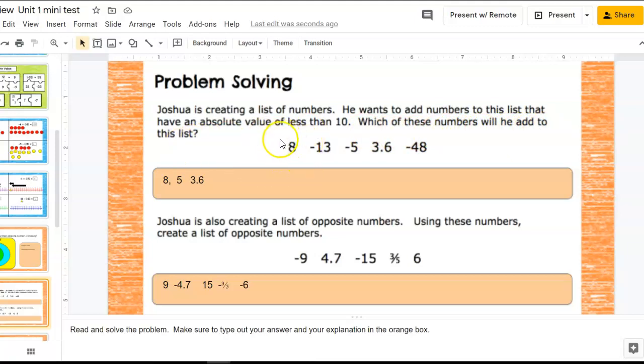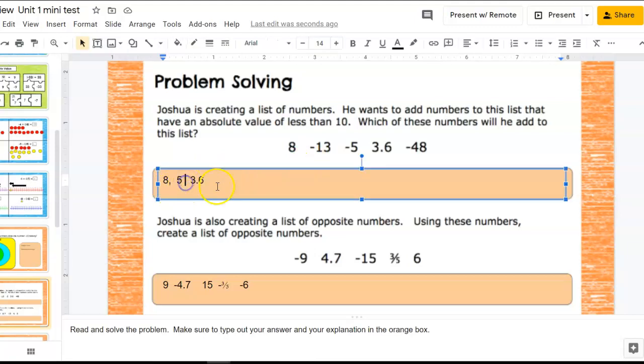The absolute value of 8 is 8. So 8 is less than 10, so I will add it to the list. The absolute value of negative 13 is 13. 13 is not less than 10, so we do not add it to the list. Negative 5. The absolute value of negative 5 is 5. So 5 is less than 10, so we add it to the list.